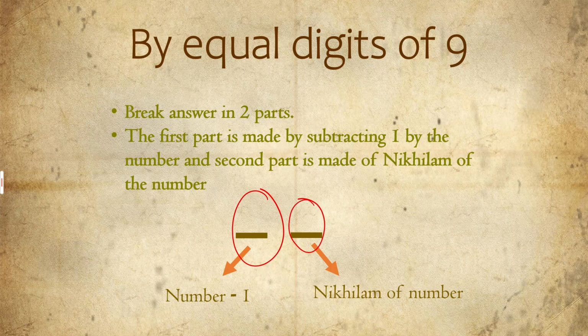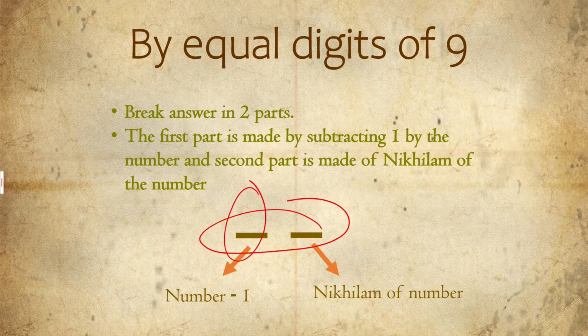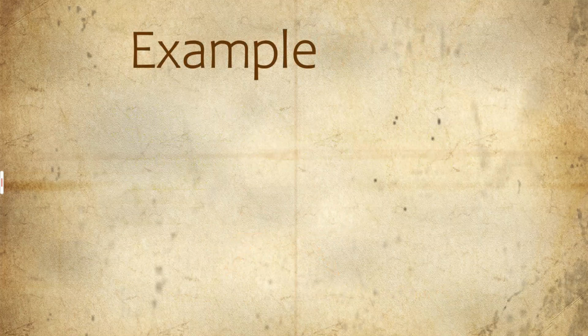We learned about nikhilam in a previous video, Basics of Vedic Math, which you can check out if you haven't. But what nikhilam basically means is all from 9, last from 10. But you'll understand it better if you simply go and watch that video first. But don't worry, I'll be explaining that in short once again when you have a look at the examples. Right, so by equal digits of 9, the answer has to be broken into two parts. First part is the number minus 1, and the second part is the nikhilam of the number. Wow, that seems simple, right? So let's move on with an example.